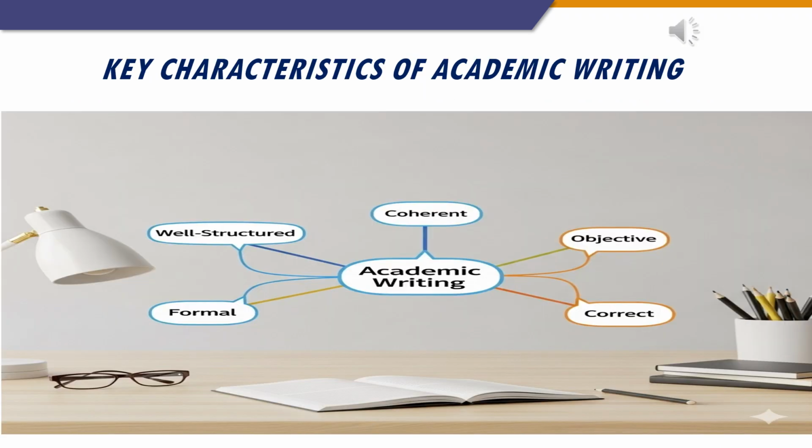Now you are probably wondering what differentiates academic writing from other types of writing. What are the key characteristics of academic writing? Together, we will see now these key features of academic writing, which are formality, organized structure, coherence, objectivity, and correctness. And we will dive into each one of them and learn how we can achieve them.